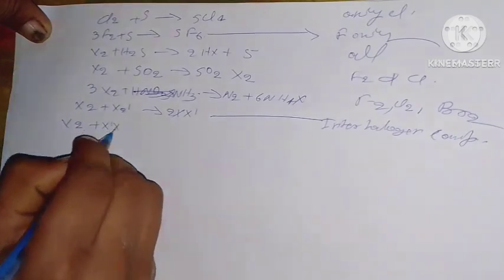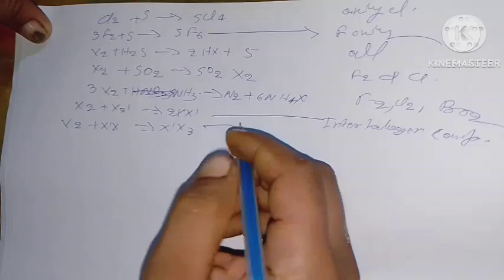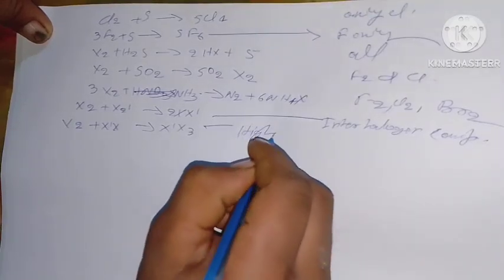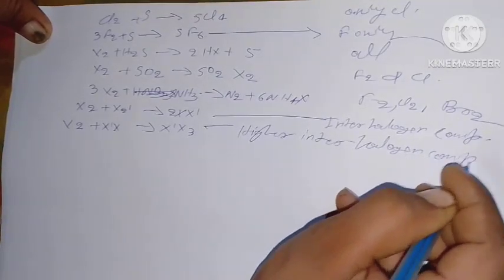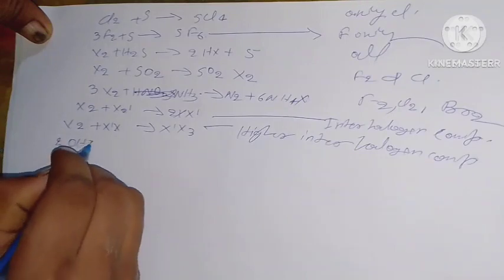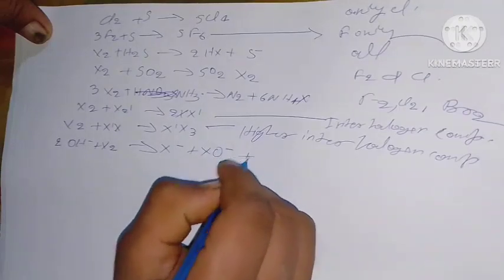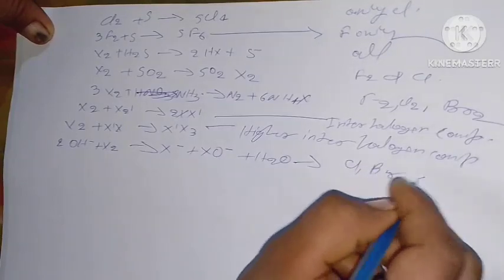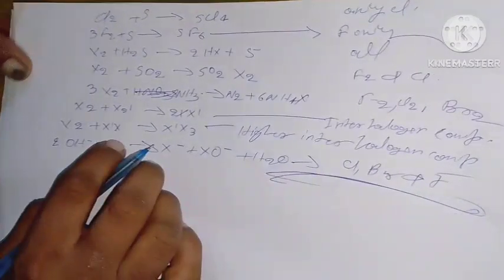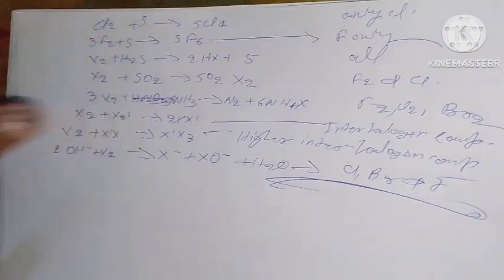X2 plus X dash X gives X dash X3, higher interhalogen compounds. And X2 plus 2OH negative gives X negative plus XO negative plus H2O, with chlorine, bromine and iodine. This is where the chemical properties of the halogen group end, and the next heading is gradation in properties. Okay.